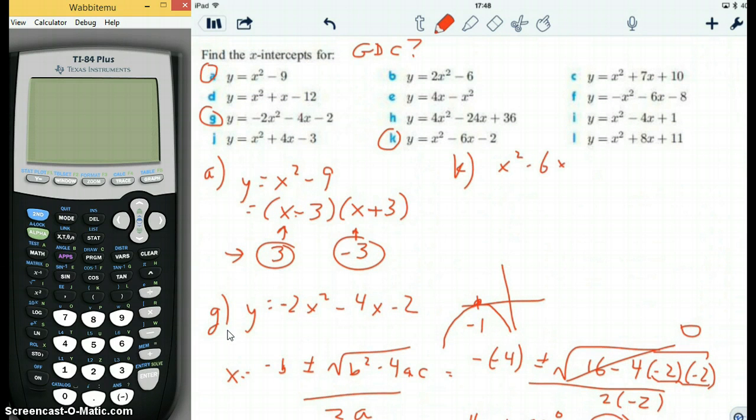x squared minus 6x minus 2. In this case, we could try to factor. But let's do one on the GDC just to see how you do it that way. And push y equals, and I'm going to put the formula in here. It's x squared minus 6x minus 2. It's a little low, isn't it? So let's adjust the zoom. We'll do zoom fit, which is option 0.